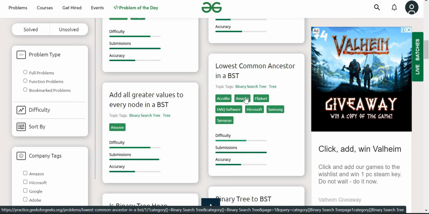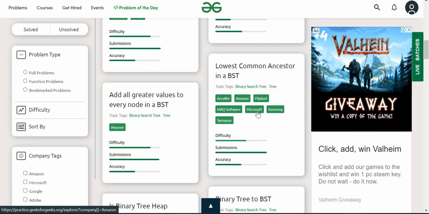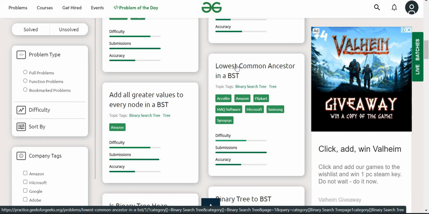Alright, so today I'll be discussing the lowest common ancestor in a BST, that is basically the binary search tree problem, and this problem is mostly asked in companies like Amazon, Flipkart, this type of companies. So let's start it.